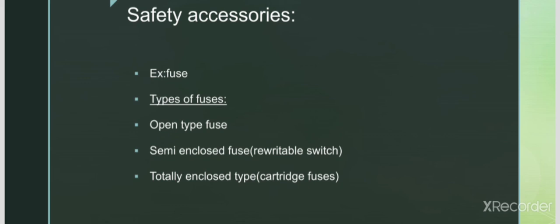Now how does it operate? The operation of a fuse depends upon the heating effect of an electric current. When the fuse carries current, it produces heat. The heat produced is always proportional to the square of the current passing through it. That is, the heat produced H is proportional to I squared. By this process the fuse operates.